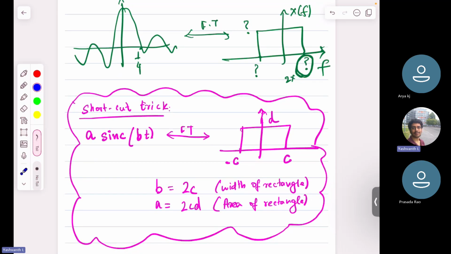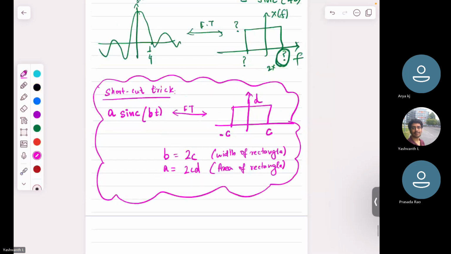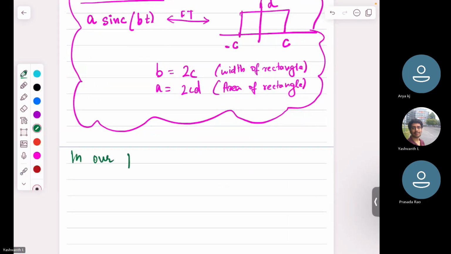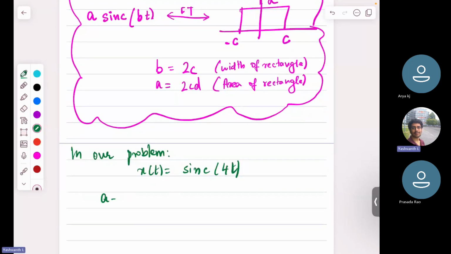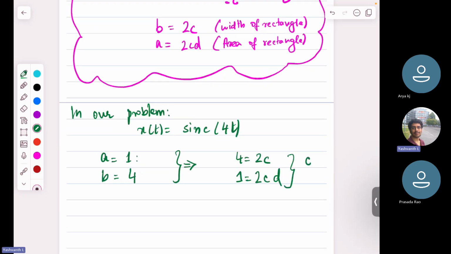Okay, so now in our problem, x of t is nothing but sinc 4t. Okay, now A sinc bt, right? Therefore, what is A? A is equal to 1. What is B? 4. Therefore, 4 is equal to 2C and 1 equal to 2 into C into D. Okay, so I have two equations, two unknowns, which means C is nothing but 2 and D is nothing but 1 by 4. This is the solution to these two equations.